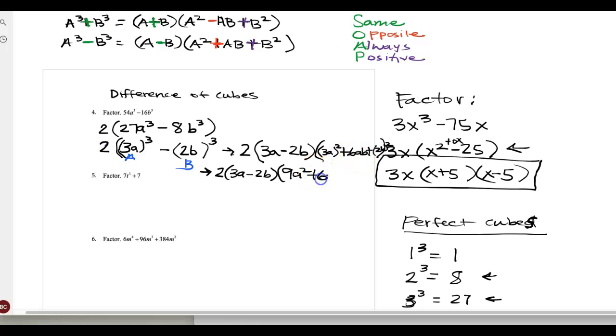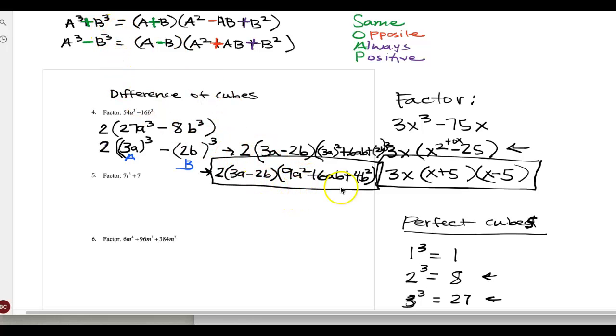That 6ab, there's nothing more to simplify there. But on the last one, we have 2b all squared. So 2b times 2b is 4b squared. And so that whole thing would be my answer on this one. Okay. Questions on that? Those difference of cubes or sum of cubes?